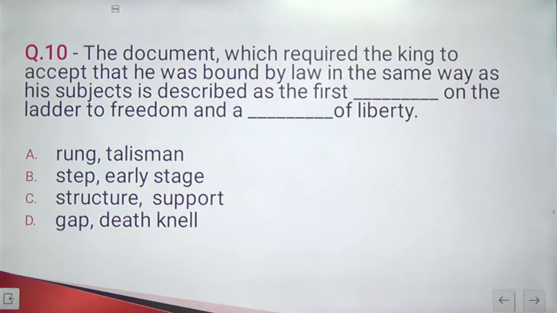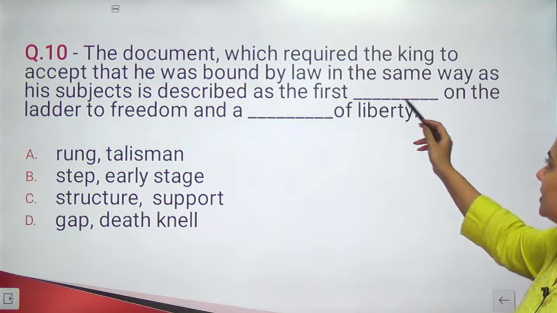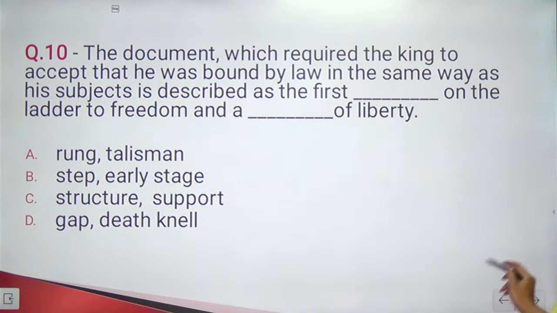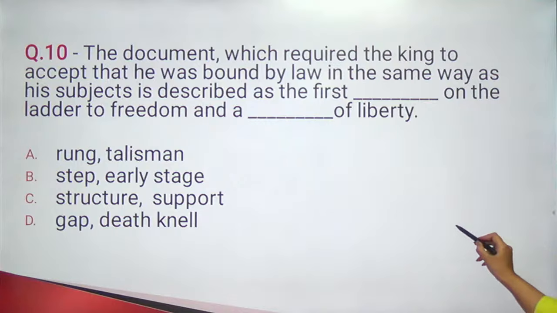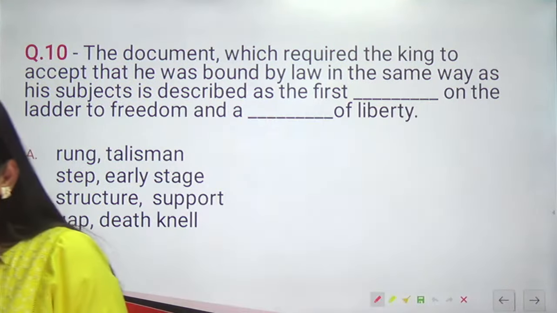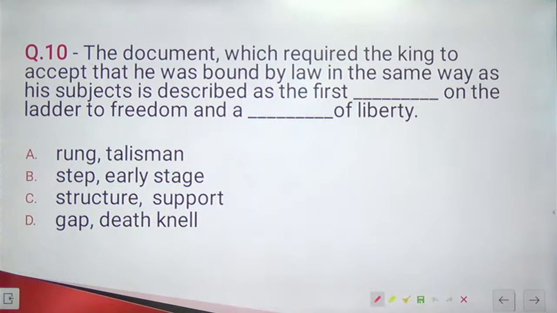So let's see the last one. The document which required the king to accept that he was bound by law in the same way as his subject is described as the first dash on the ladder to freedom and a dash of liberty. Now I know this is a little bit difficult for you because this is the last question. I believe it's justified. We increase the difficulty level.